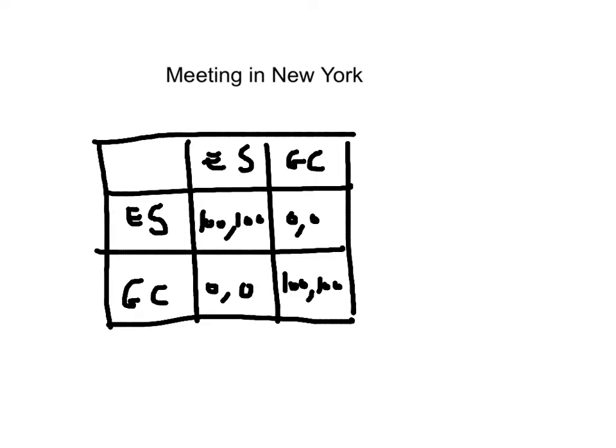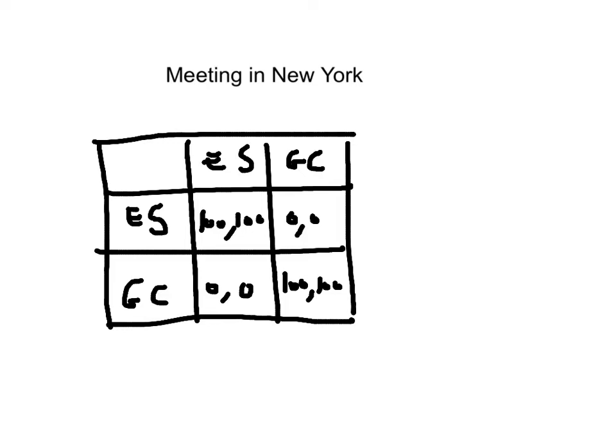So here in this game, meeting in New York, we have two. Everybody's familiar with the rules of this game, right? The parties have to pick a location. They have a choice between Empire State or Grand Central. If the parties are able to meet, they get a payoff of $100 each. If they miss each other because they are at a different location, they'll get 0 each.